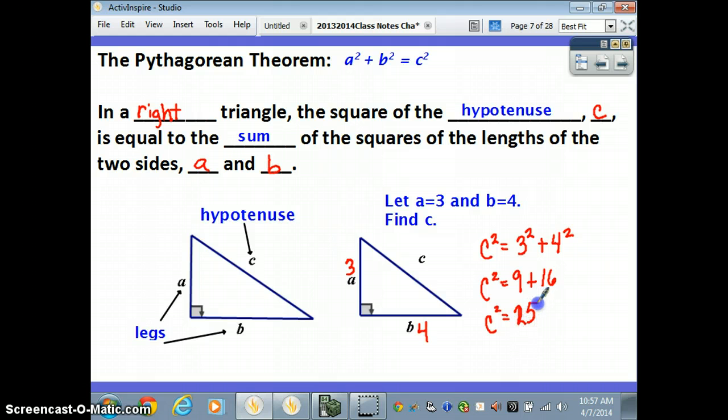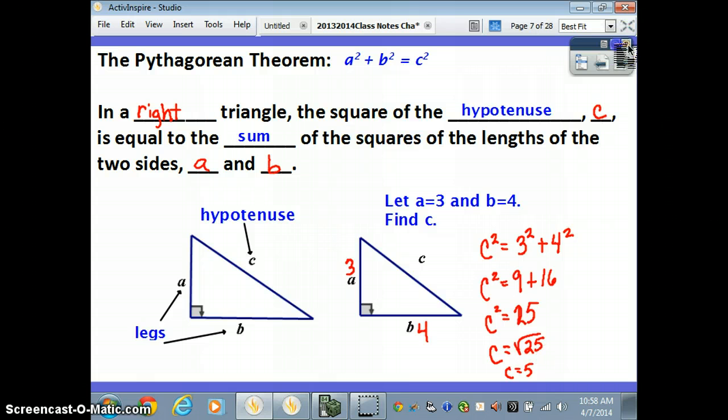25, excuse me. Okay, we know this side isn't 25. If that's just 3 and that's 4, that'd be way too short for 25, because C squared is 25. So we have to take the square root of it to find the answer. And the square root of 25 is 5, because 5 times 5 is 25.